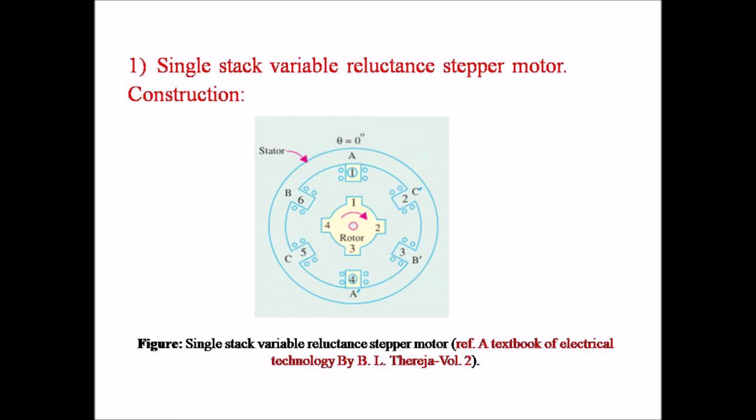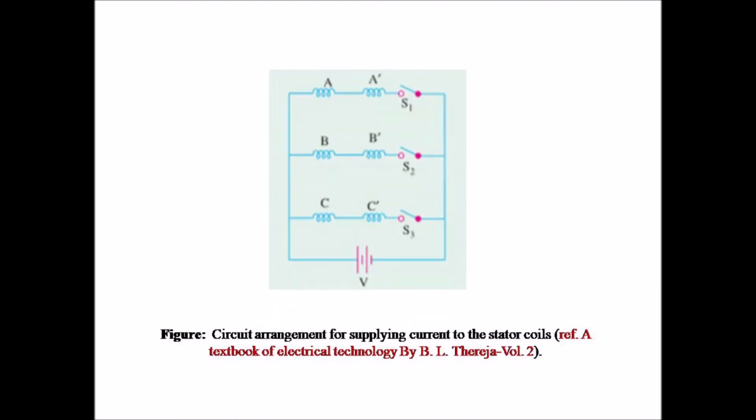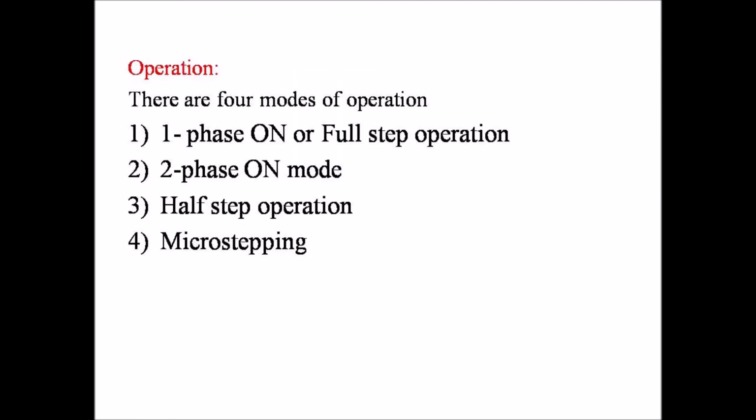In case of variable reluctance stepper motor, since the rotor is not magnetized, there is no attraction between the rotor and the stator when the windings aren't energized. Therefore, we can say that variable reluctance stepper motor does not produce detent torque. That is one of the advantages of variable reluctance stepper motor. Figure shows a simple circuit for supplying current to the stator coils. Now we will see the operation of variable reluctance stepper motor.